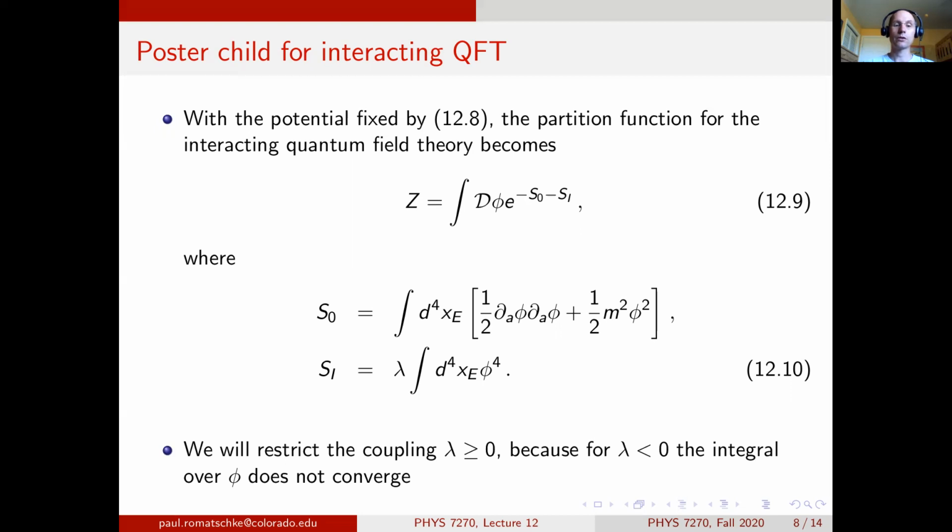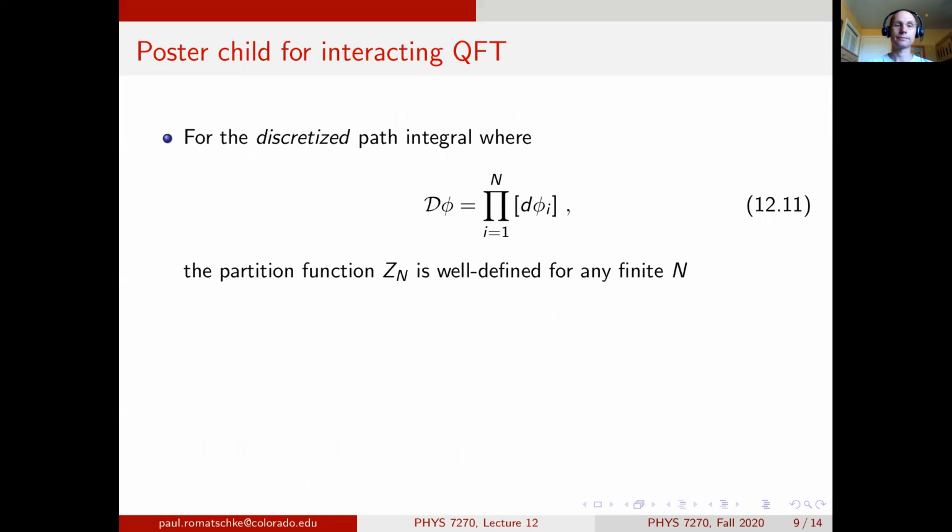In the following, I will restrict our attention to coupling values lambda greater than or equal to 0, simply because if lambda is smaller than 0, then the integral over phi typically does not converge. The theory does not exist. However, if we take this restriction that the coupling has to be positive or equal to 0, then at least the discretized path integrals are just integrations over phi. All of these integrals exist, and the partition function discretized at n sites is well defined for any finite number of n.